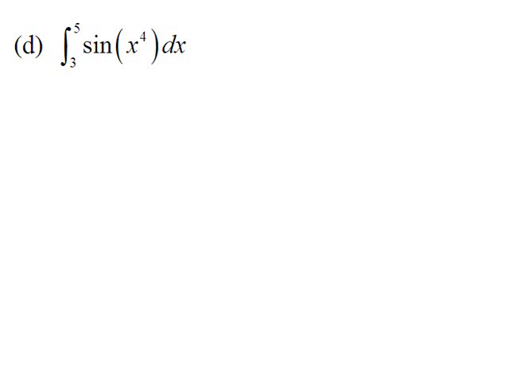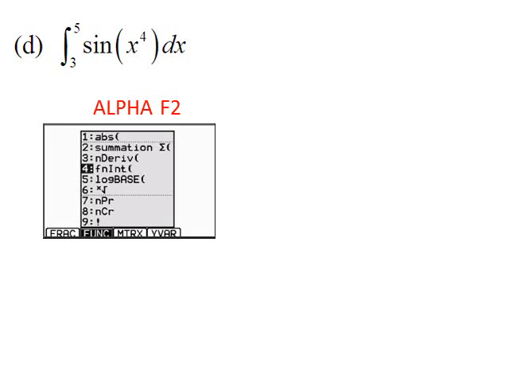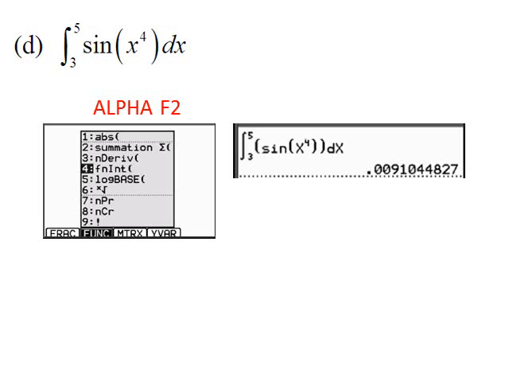Here's how to use a graphing calculator to evaluate this integral. Press alpha F2 and select number 4, function integral. Enter the problem exactly as it appears on the screen and press enter. To 3 decimal places, this integral is approximately equal to 0.009. If you were following along on your calculator and didn't get this answer, check to make sure your calculator is in radian mode.